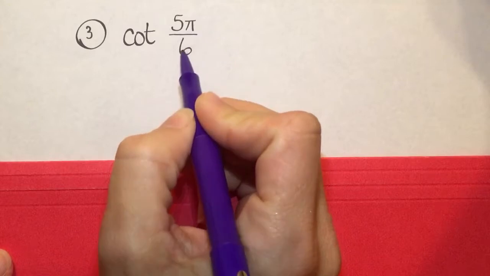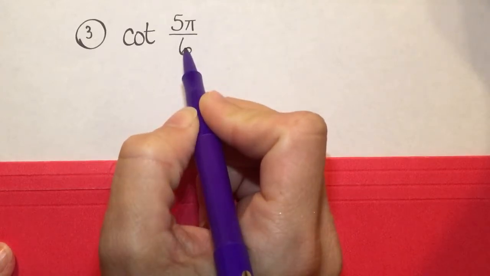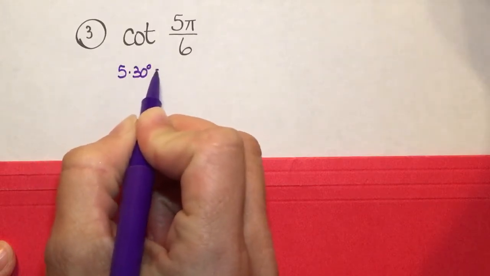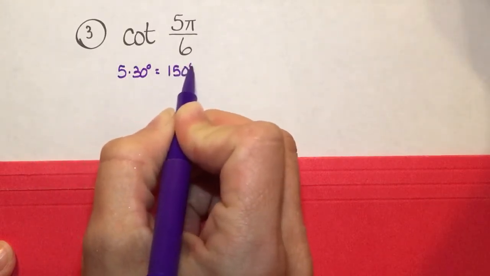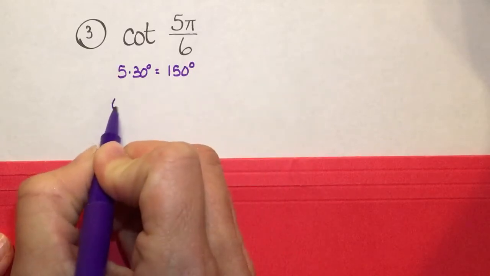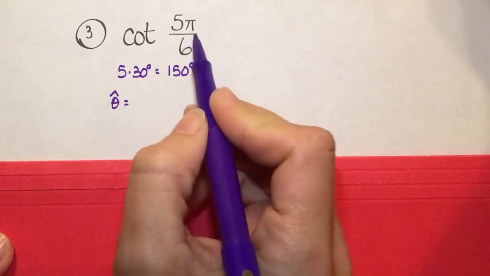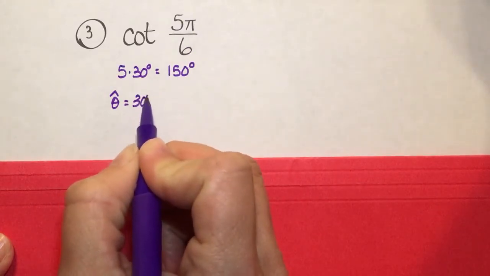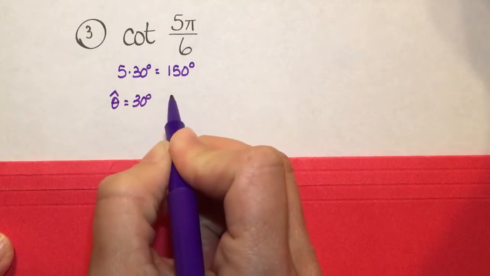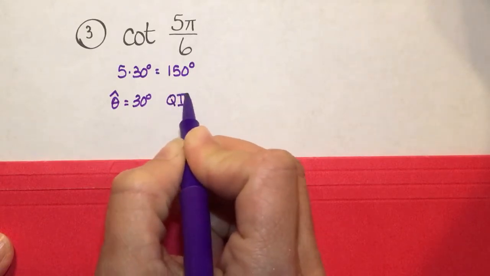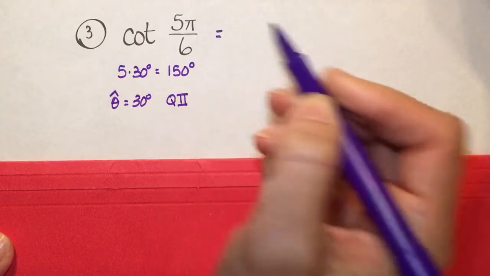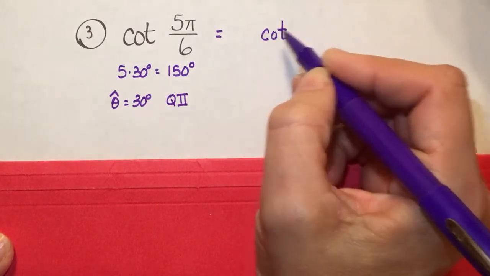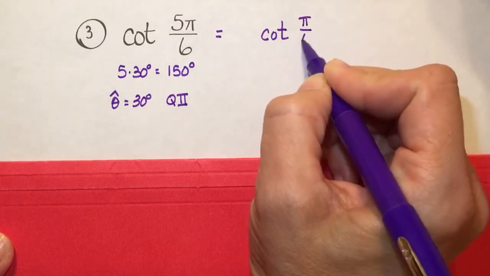So I see that I have pi over 6 in here, and I know that pi over 6 is 30, so that means I need to do 5 times 30 degrees, so that gives me 150 degrees, okay? So my reference angle, as I've already said, I see that I've got pi over 6 in here, which is 30 degrees. And 150 degrees is in the second quadrant. Okay, so to rewrite this, I need to replace my angle with the reference angle.